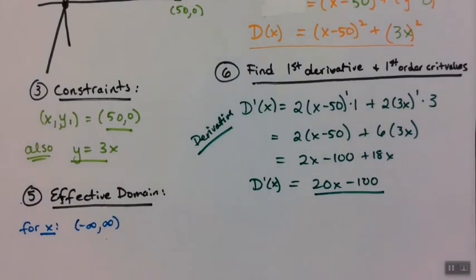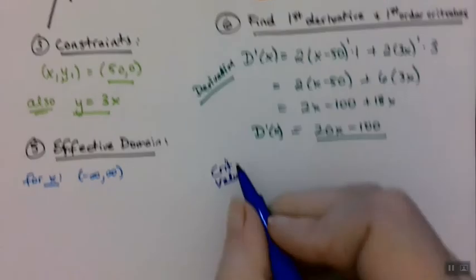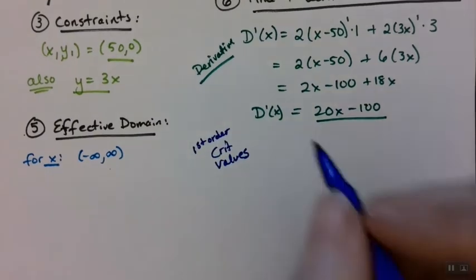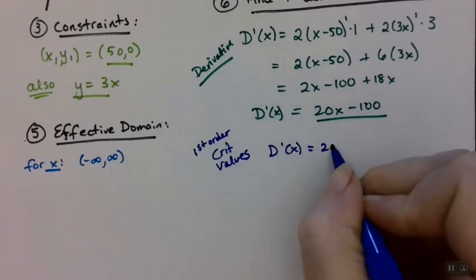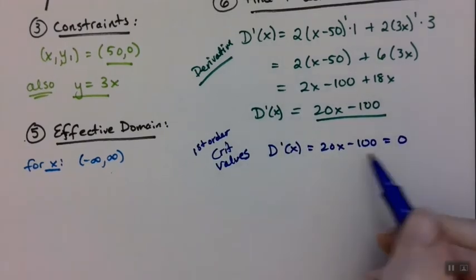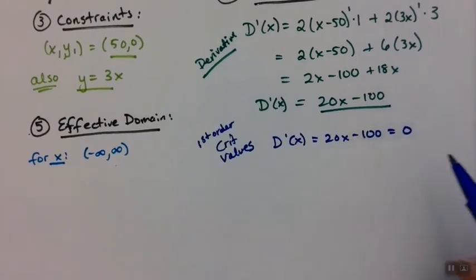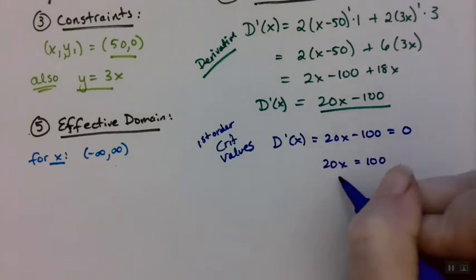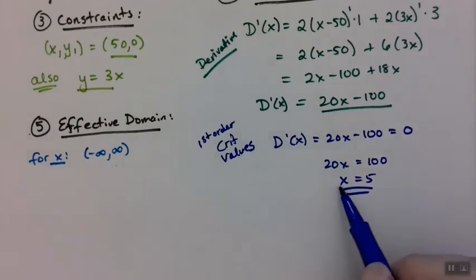So then let's find the critical values. To find the crit values, the first order ones at that, we don't care about concavity for this right now. So to find the first order crit values, I'm going to set that d prime, which is 20x minus 100, equal to 0. This can't be undefined because it's a line, right? There's no denominator, there's no trig functions in this, like tangent or anything like that. So that would mean that 20x equals 100. That would mean x equals 5. That is the only critical value we have. All right, step 6 is done. Got our critical values right there.